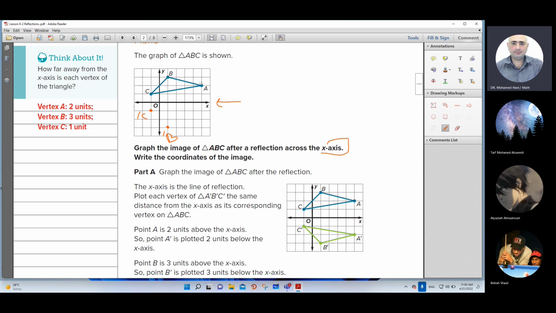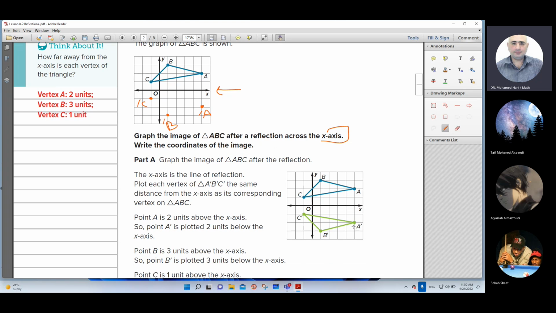Then A, the distance from A to the x-axis is 2 units. So count 2 units down. This is A prime. Then match the 3 points here, and you will get the image triangle A prime, C prime, P prime.